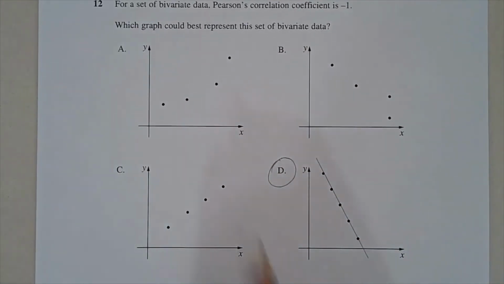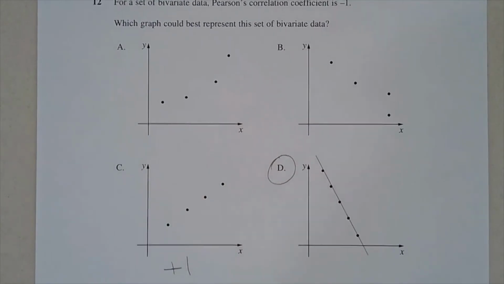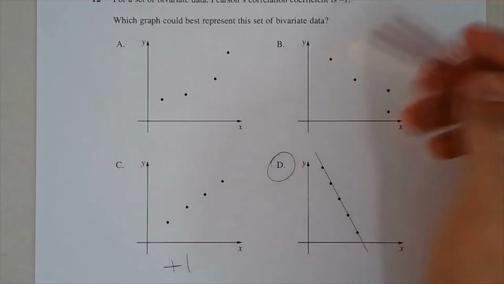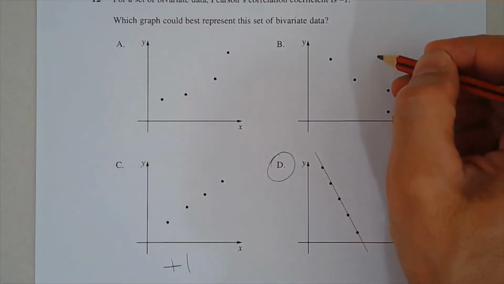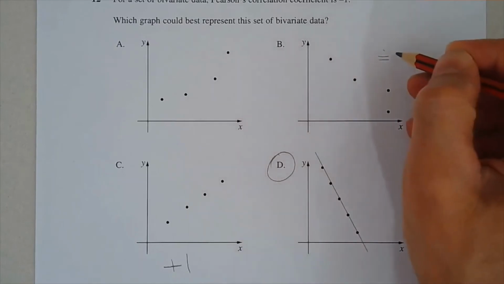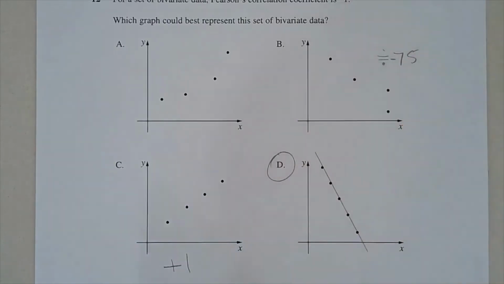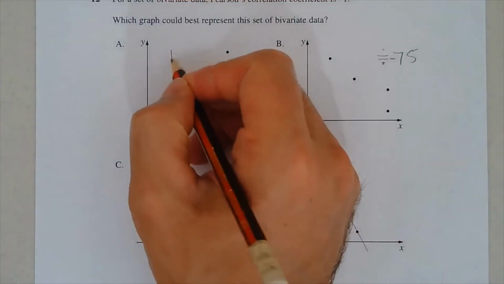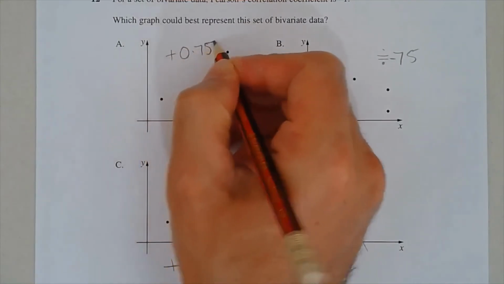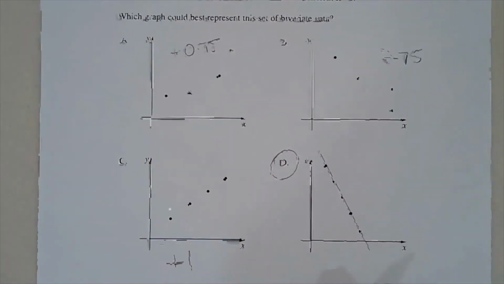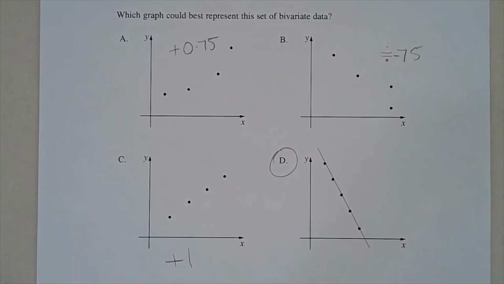Now just quickly, option C would be a correlation coefficient of +1. Option B would probably be around negative 0.75, because it's downward. And A would probably be positive 0.75. So moderate to strong. Okay, so anyways, answer is D.